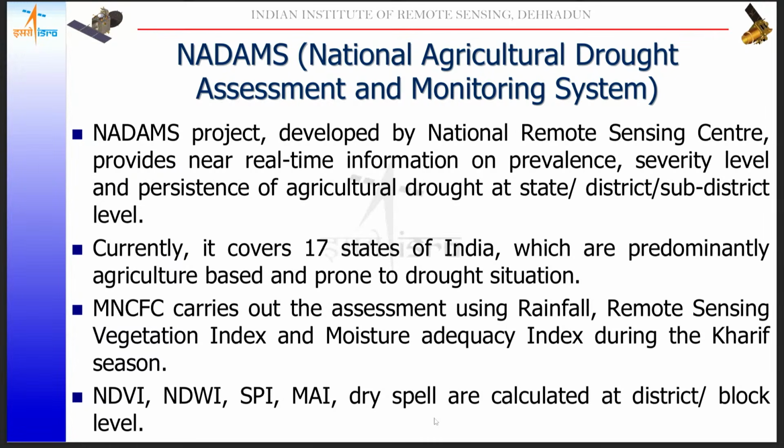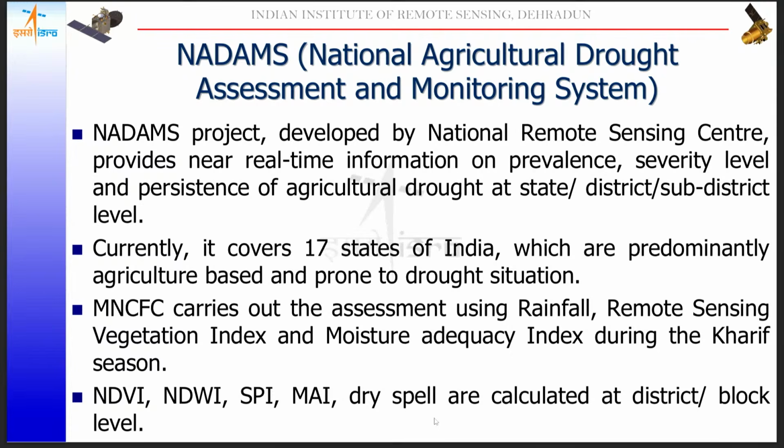I directly come to the part of this NADAMS project, which is currently taken care of by the Ministry of Agriculture and Farmers Welfare. There is one center, whose name is Mahalanobis National Crop Forecasting Center (MNCFC), situated in the Pusa campus, New Delhi, which is now the custodian of this project on drought. The name is NADAMS.